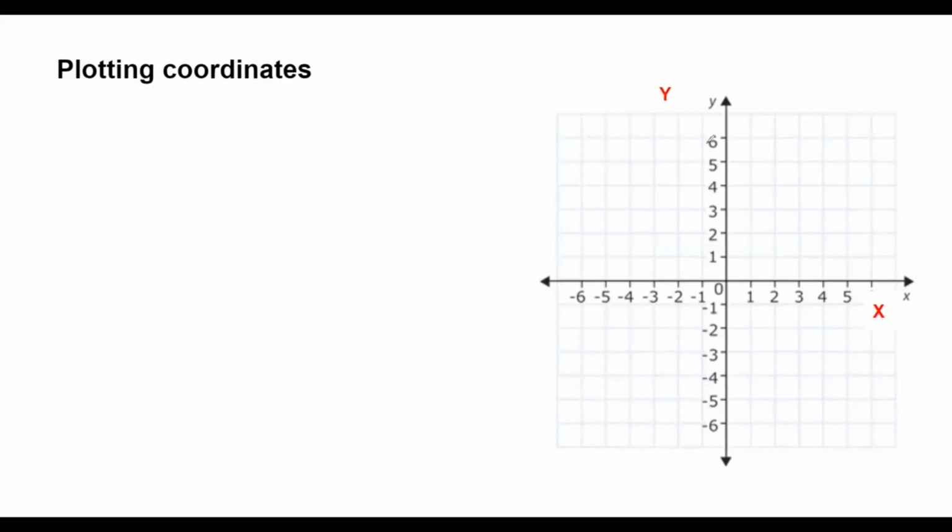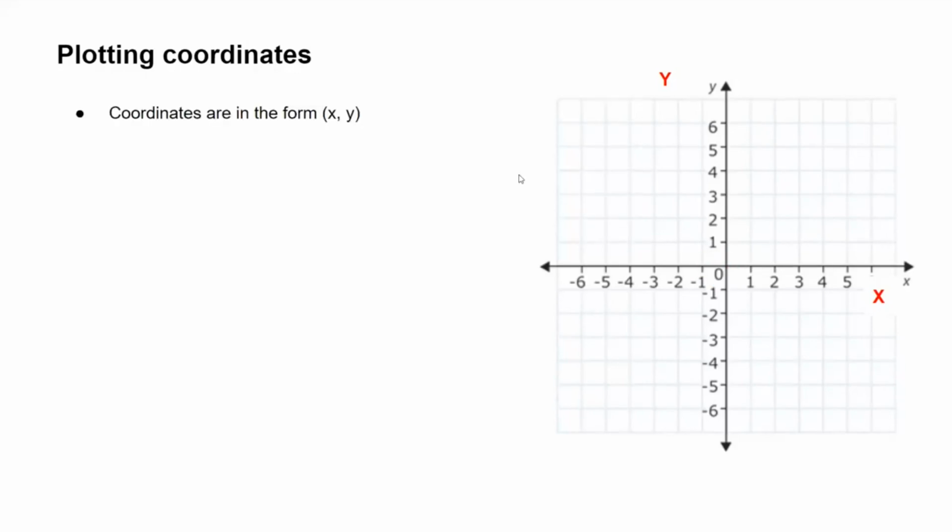Now the y-axis goes up and down, and we can see that the positive values are up, and the negative values are down. There's a special point in this coordinate plane that we should talk about. It's right here. That is called the origin. It's where we start all of our plotting. You'll see how that works in a moment.